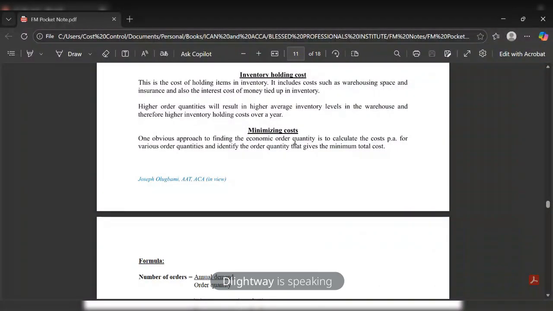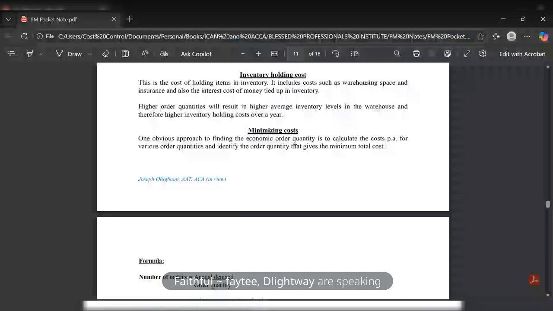What EOQ is saying is that we are trying to order the best quantity, the quantity that we need at a particular point in time. And as such, we are trying to minimize cost. We are trying to choose the best possible quantity that is cost effective. Let me use that word, cost effective. Is it clear? We are trying to identify the order quantity that gives the minimal total cost.